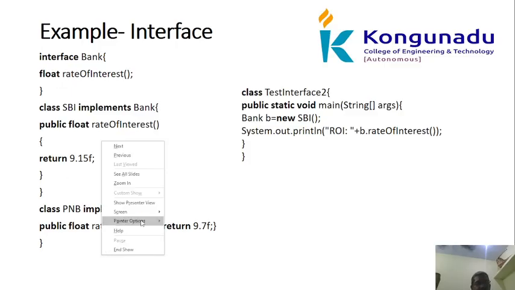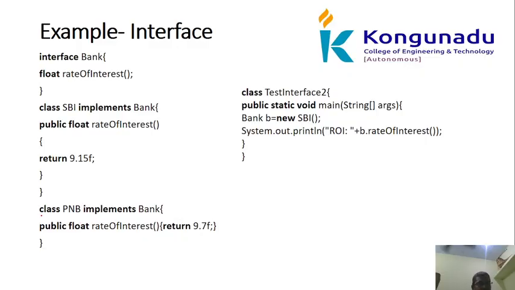So in the second one, PNB implements Bank. Here the rate of interest will be 9.7 as a float. It returns the rate of interest as 9.7.